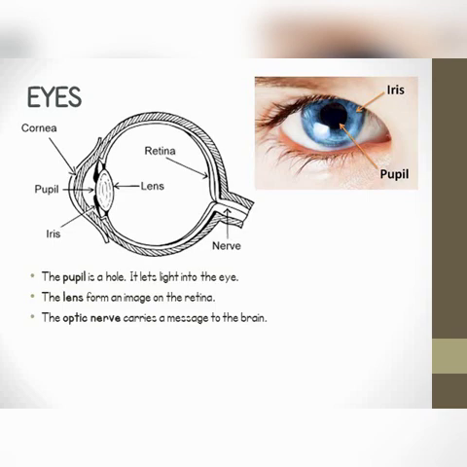Then the optic nerve carries a message to the brain. This one is the nerve. After the shadow forms, the nerve will send the message to the brain, and then the brain will interpret the message. The second sense organ that we are going to discuss is our ears.